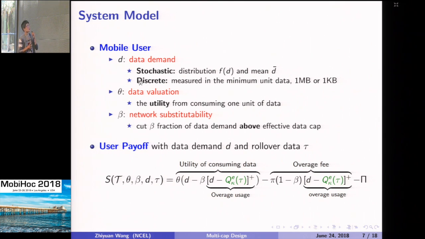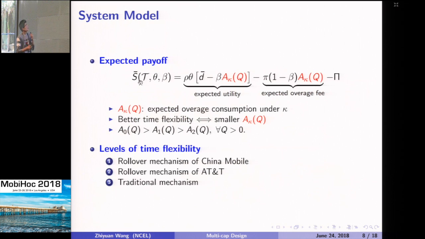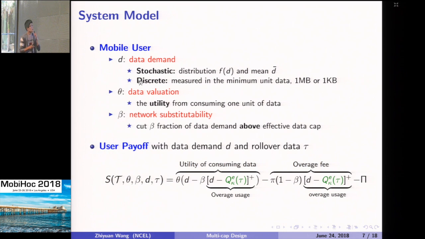So here the two parameters D and tau are two random variables that change each month. So we take the expectation to derive the user's expected payoff, shown in this equation. Similarly, the first part is the expected utility and the second part is the expected overage fee. So here the red term, A kappa Q, is the user's average overage data consumption under the data mechanism kappa.